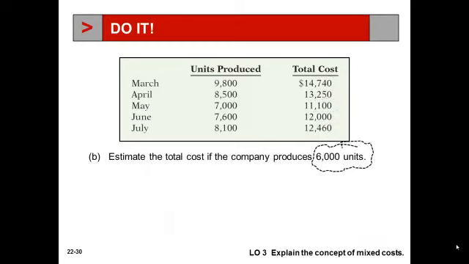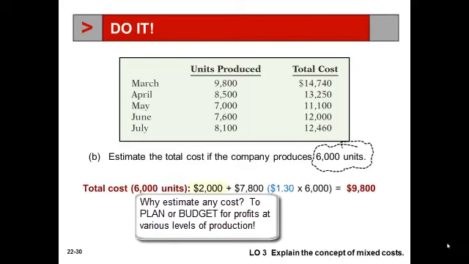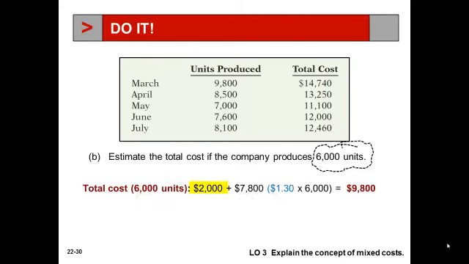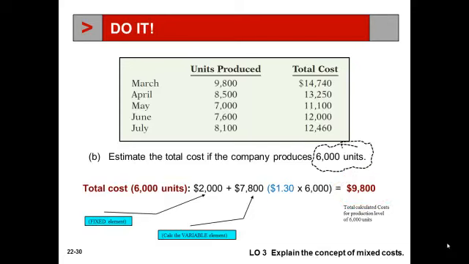Now let's estimate this total mixed cost if the company produces 6,000 units. What was our fixed element? $2,000. Our variable element, $1.30 per unit times 6,000 units, $7,800. Total mixed cost, $9,800 using the high-low formula. The fixed element and calculating the variable cost element. Total calculated cost for producing 6,000 units.